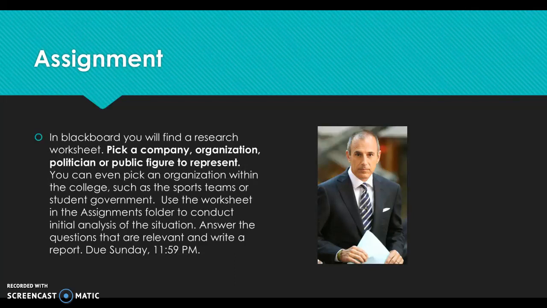In Blackboard, you're going to find the worksheet, and you can pick your company, organization, politician, or public figure to represent. You might also want to pick, say, the college or a group at the college, like the sports team or student government. That's okay too. But use the worksheet in the assignments folder to conduct your initial analysis of the situation. Answer the questions that are relevant and write a report. Every question on there may not fit your situation and you don't need it, but basically there's an exhaustive list of questions to help you understand who the company's publics are, what the problem is, how to solve it, that sort of thing. So I would like to see your initial worksheet, your analysis, your research submitted to Blackboard by Sunday night.